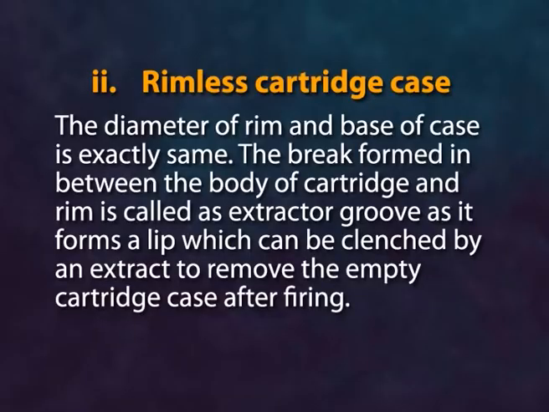The second one is the rimless cartridge case. In this type of cartridge case, the diameter of rim and base of case is exactly the same. The break formed in between the body of the cartridge and that of the rim is called as the extractor groove, as it forms a lip which can be clenched by the extractor to remove the empty cartridge case after firing.